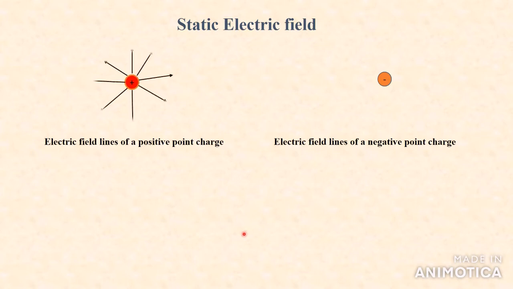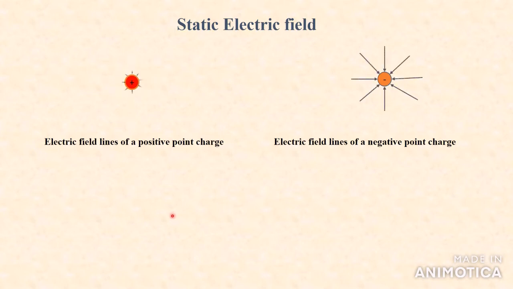This is how the electric field will exist around a positive charge. That is, the field lines will move away from the positive charge. These are the electric field lines. In the case of a negative charge, it will be in the opposite direction. That is, the electric field will come towards the negative charge.